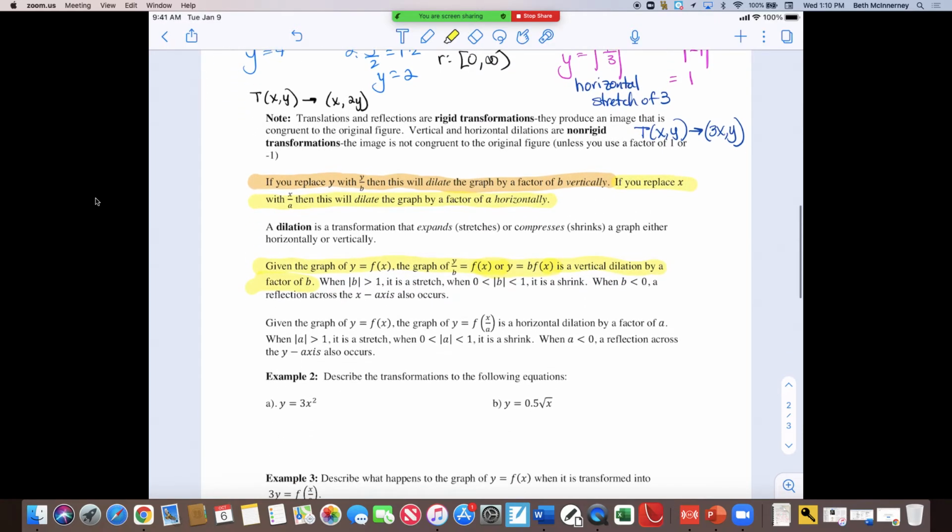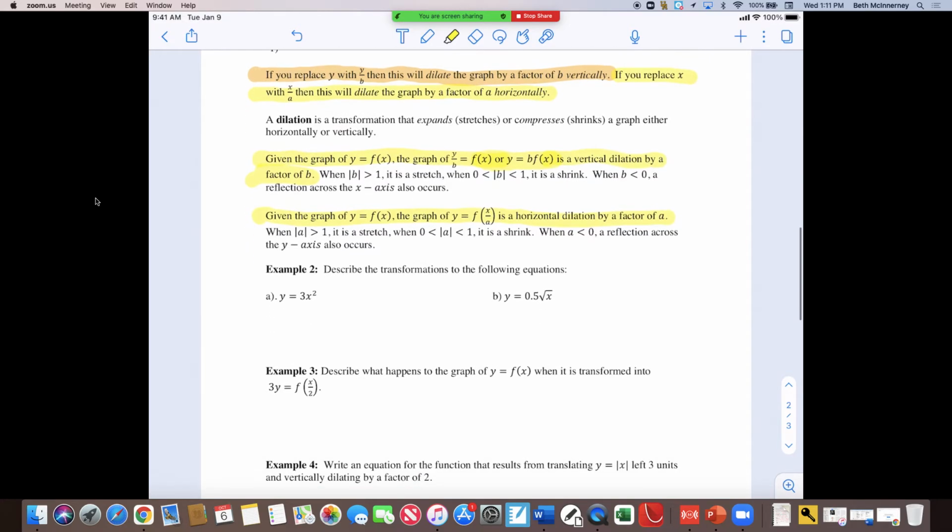If you have y equals f of x, and you have f of x over a, that's a horizontal dilation by a factor of a. If a is bigger than 1, it's a stretch. If a is between 0 and 1, it's a shrink. And if a has a negative in front, then it's a reflection over the x-axis. Now, this dilation applies to all parent graphs we've ever seen.